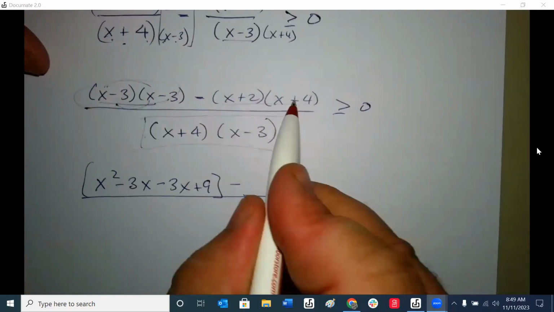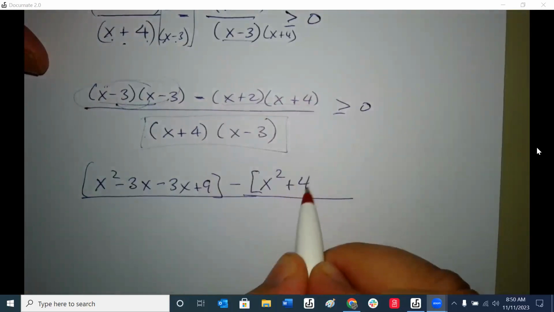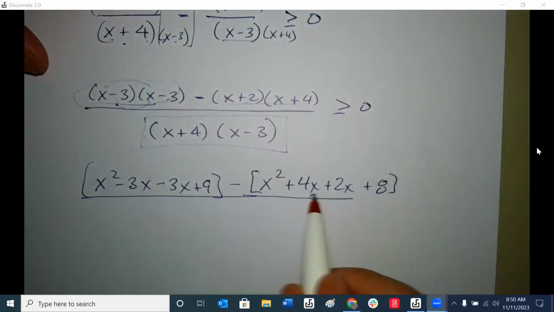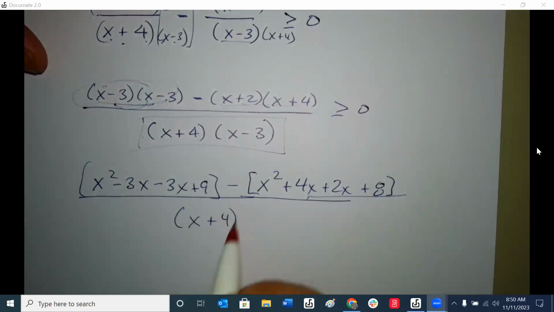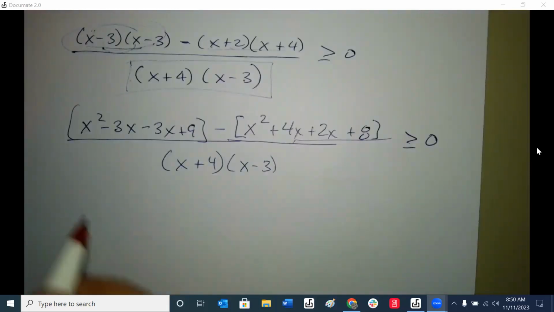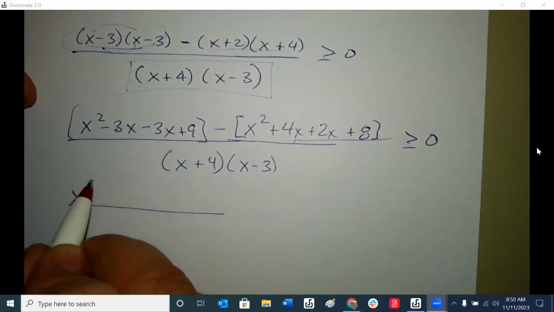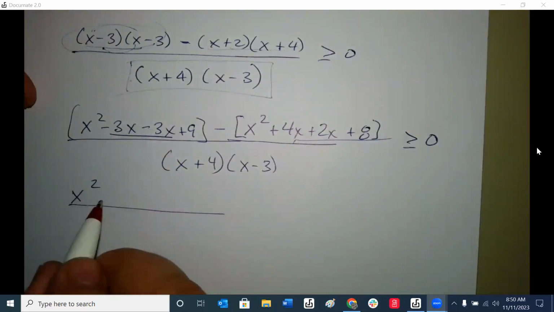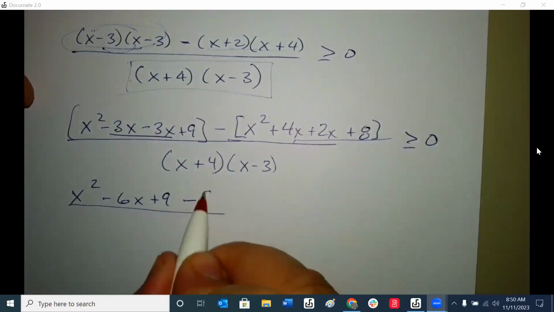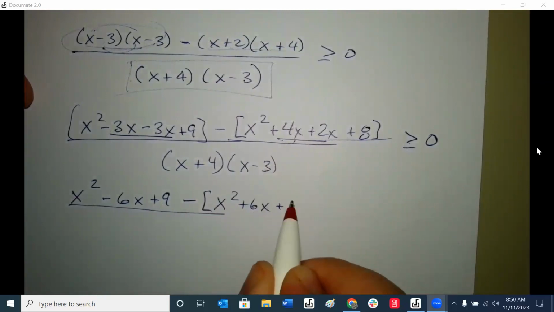That's this one. Now I do this one. X times x is x squared plus 4x plus 2x plus 8 over the bottom, which is greater than or equal to 0. I don't need the parentheses in the first one. So I can combine these two. Negative 3 is a negative 6x plus 9. Combine those. X squared plus 6x plus 8.